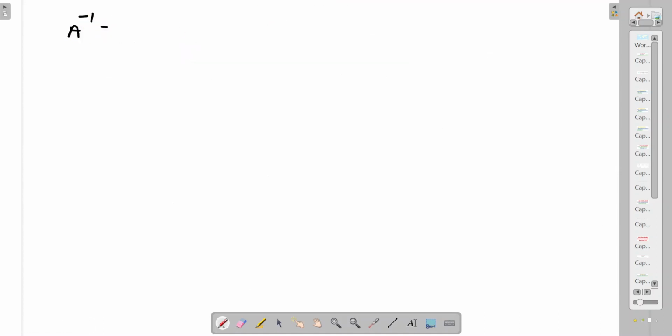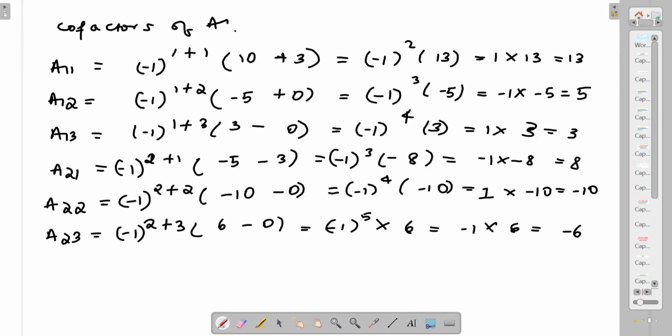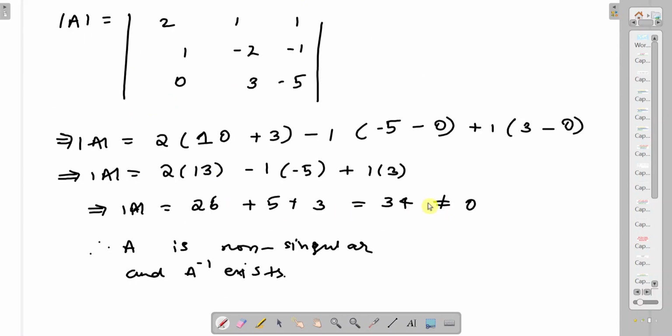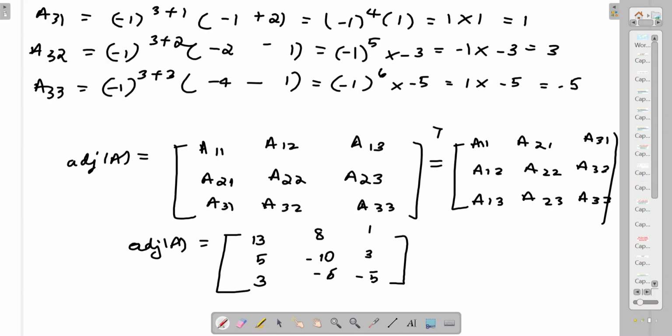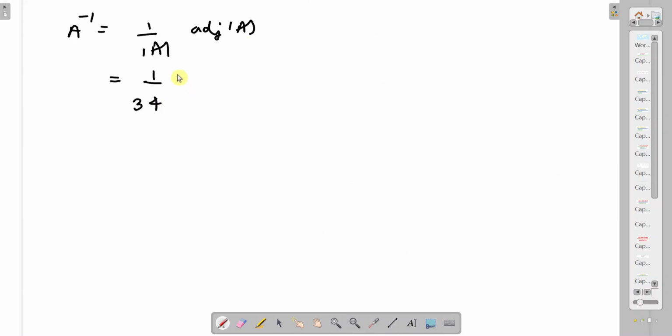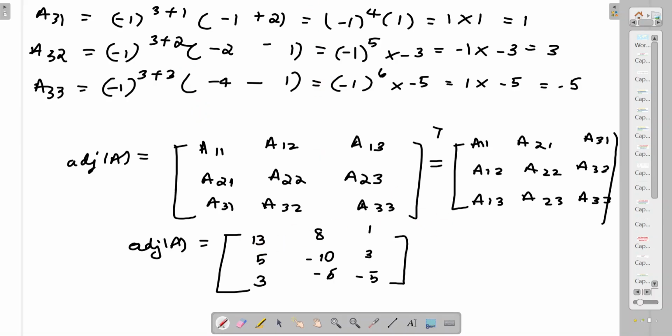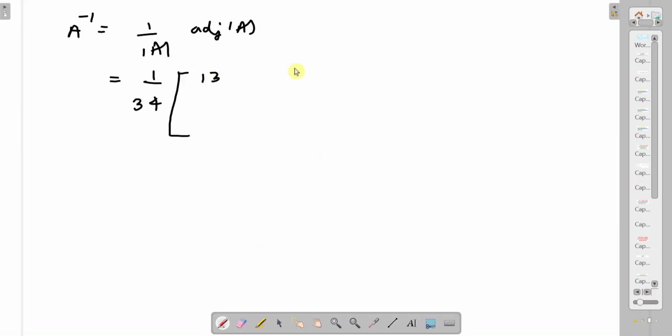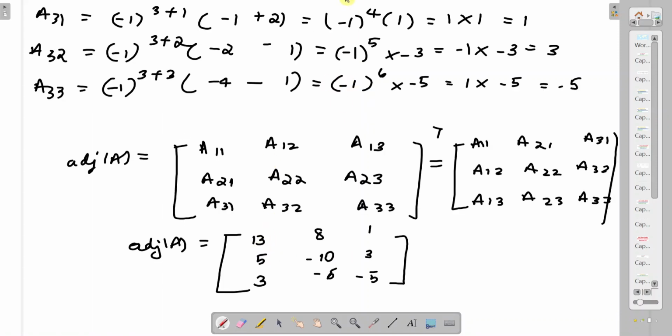So now we will find A inverse. So A inverse is equal to 1 by determinant of A, adjoint of A, right? Determinant of A is 34. So we will get 1 by 34, and then adjoint of A we have here. So 13, 8, 1. Then we have 5, minus 10, 3.